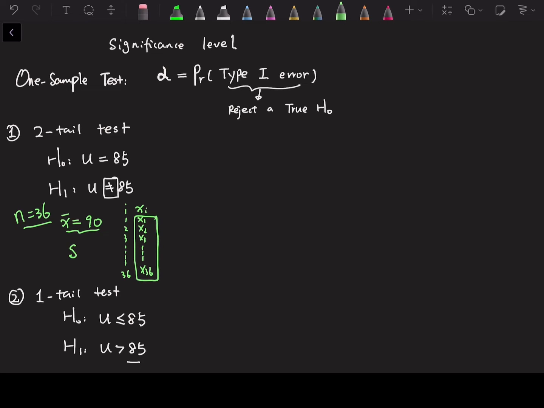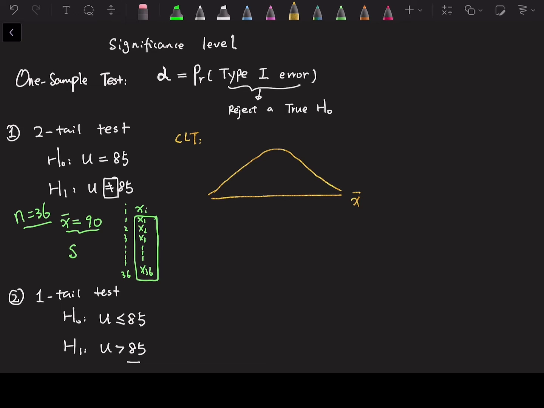Because it's a large sample, we use the most important conclusion in statistics and also in all of mathematics, the central limit theorem, right? The central limit theorem says when n is large enough, the sample mean x bar follows a normal distribution. Right?